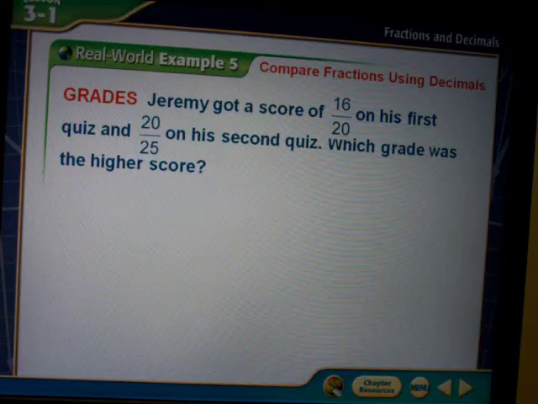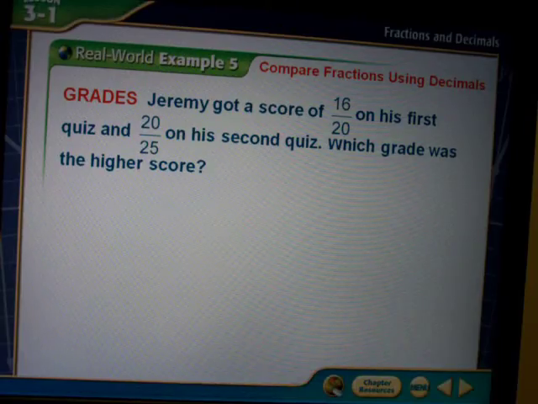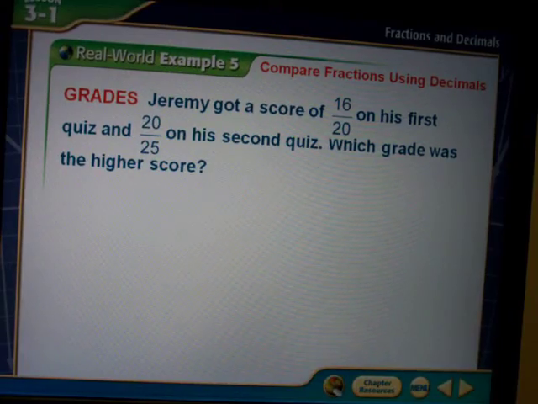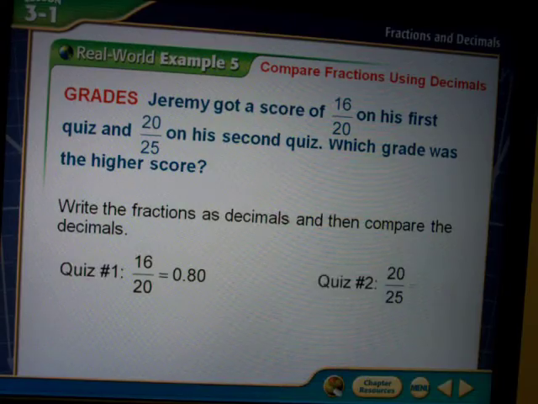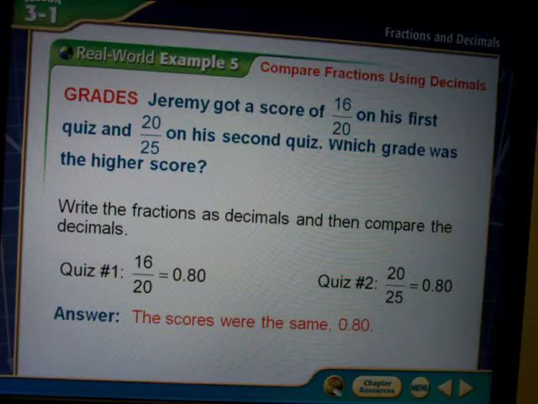So now we're going to compare fractions using decimals. Jeremy got a score of 16 out of 20 on his first quiz and 20 out of 25 on his second quiz. Which grade was the higher score? So now we're going to write the fractions as decimals and then compare the decimals. So quiz 1, he got 80%, and quiz 2, he also got 80%, which means the scores were the same.